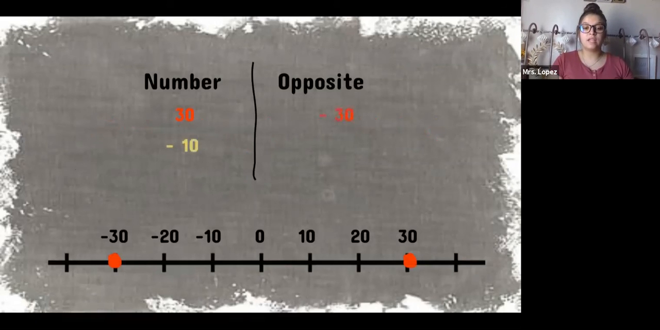So now we have -10. We're going to do that on our number line. So now that we're going to the left 10 units, we have to go to the right 10 units. So that gives us +10. So the number opposite of -10 is +10. And then we have 20. That means we went to the right 20 from 0. So now we need to go to the left 20 from 0. So that's going to give us -20 as our number opposite.